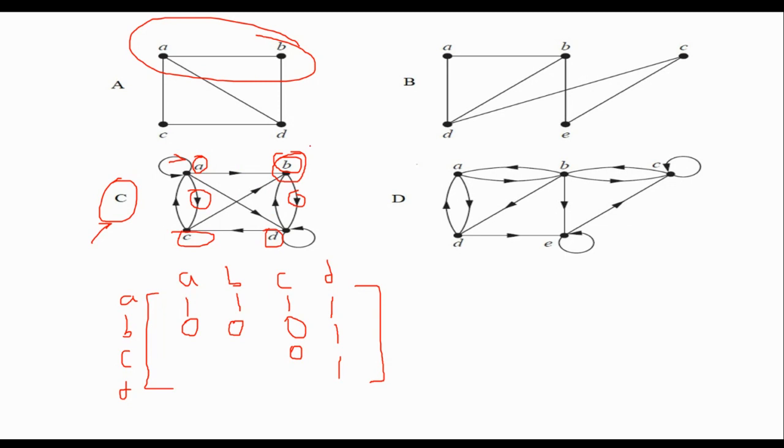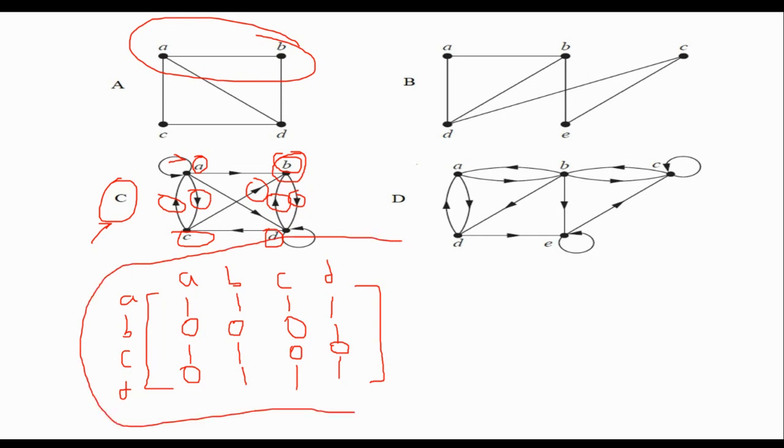So let's move on to C. C to A, I have one. C to B, I have one. And C to D, I don't have any arrow, so this is zero. Now let's take a look at D. D to A, I don't have any arrow. D to B, I have one. D to C, I have one. Okay, that's your adjacency matrix.